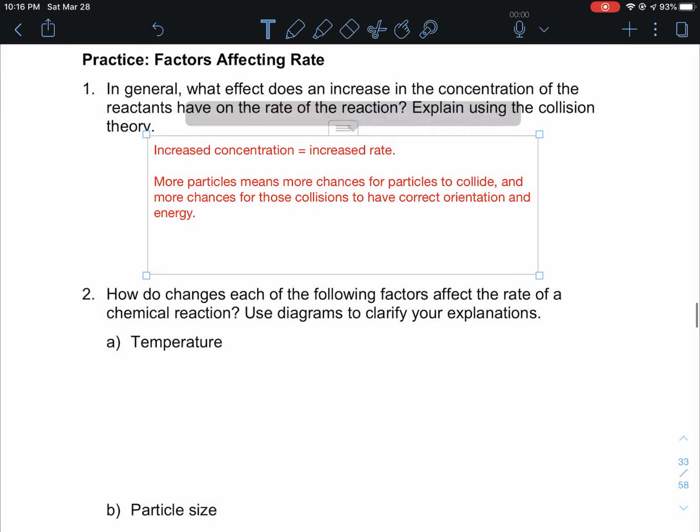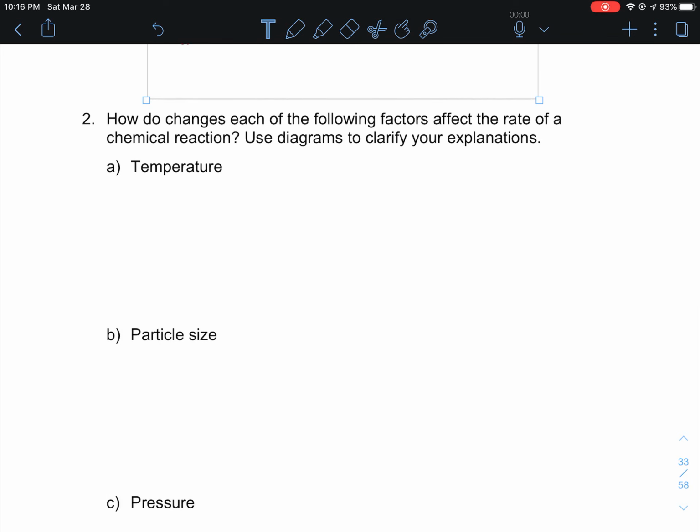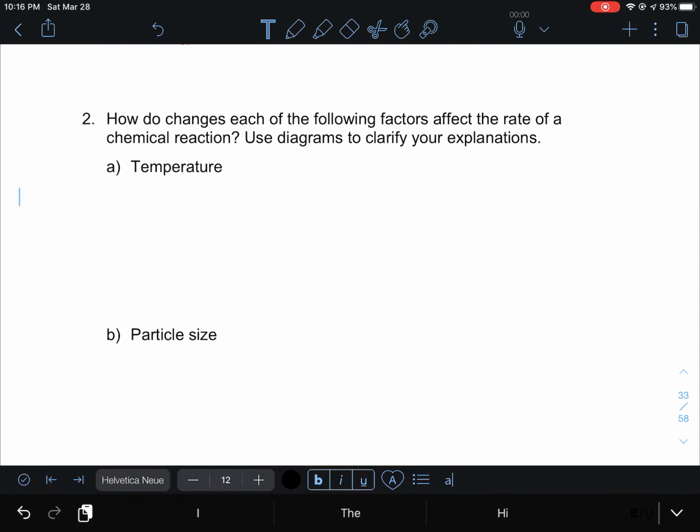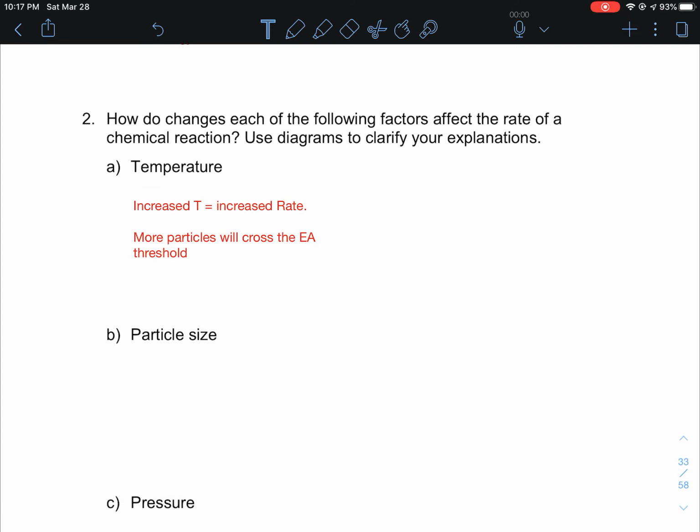How do changes to each of the following factors affect the rate of a chemical reaction? So use diagrams. Oh boy, lots of work here. Okay, so temperature increased, T equals increased rate. More particles will cross the activation energy threshold. And that is from our Boltzmann distribution.